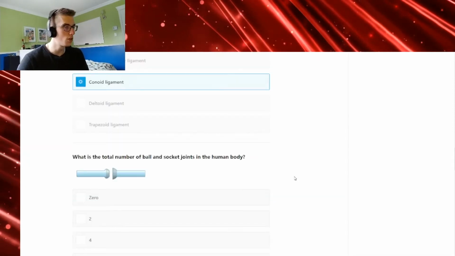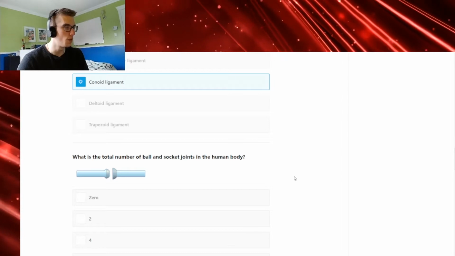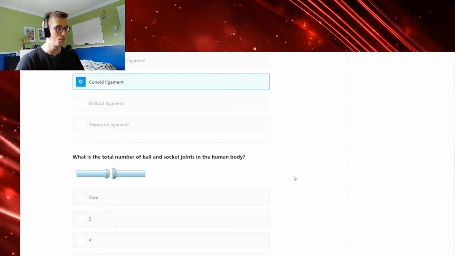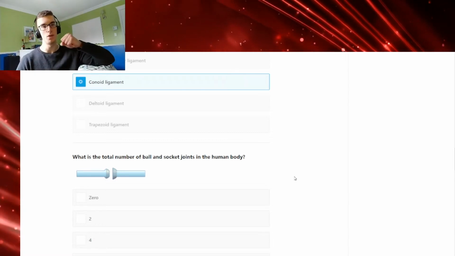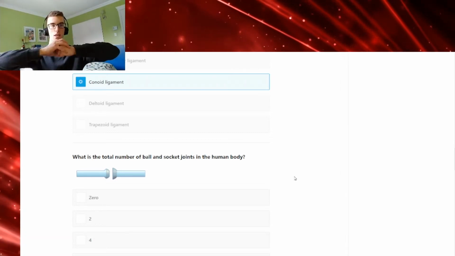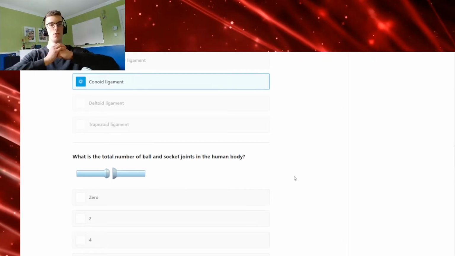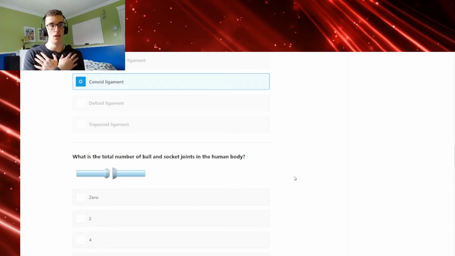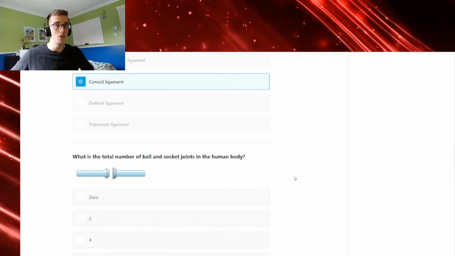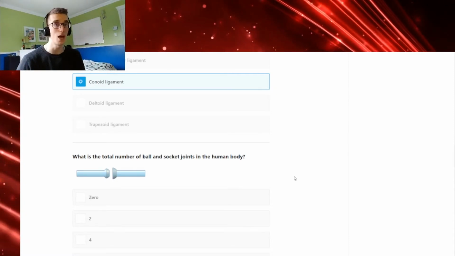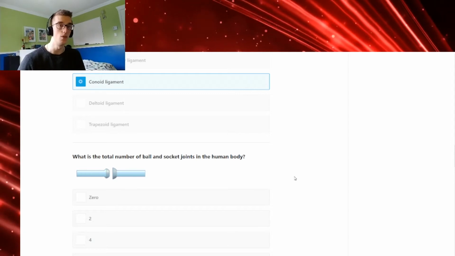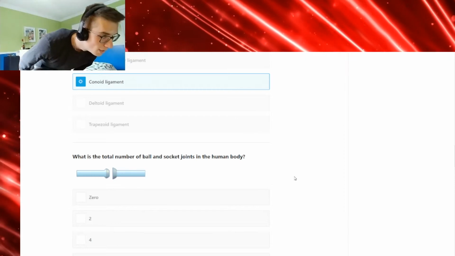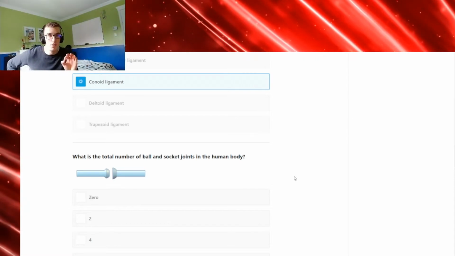What is the total number of ball and socket joints in the human body? As I said, the ball and socket is where you have the ball like this, the socket, and the joint is moving like that, right? So if you have your shoulder, and the hip is also the same type of joint. So if you count 1, 2, and 3, 4, there's 4 for sure.